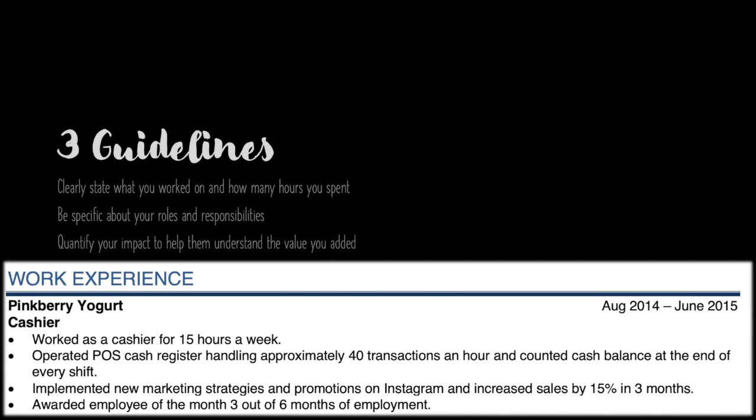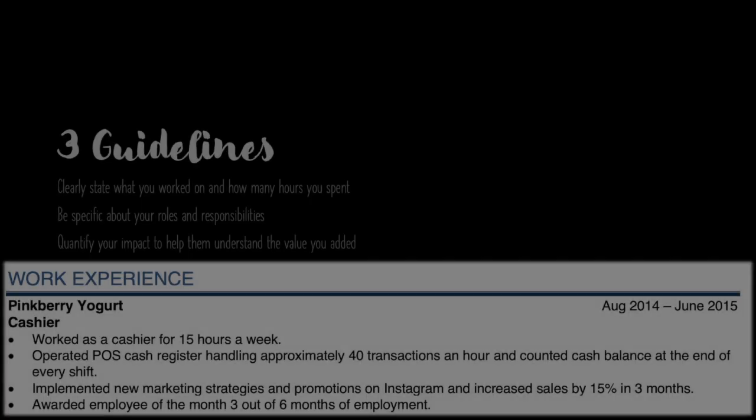Lastly, they add lots of numbers: 40 transactions per hour, they increased sales by 15% in 3 months, and 50% of the months of their employment, they were awarded Employee of the Month. All of this reflects very positively and shows the typical cashier job that a lot of high school students do in a very positive light, and it also highlights a lot of the skills that this person has.